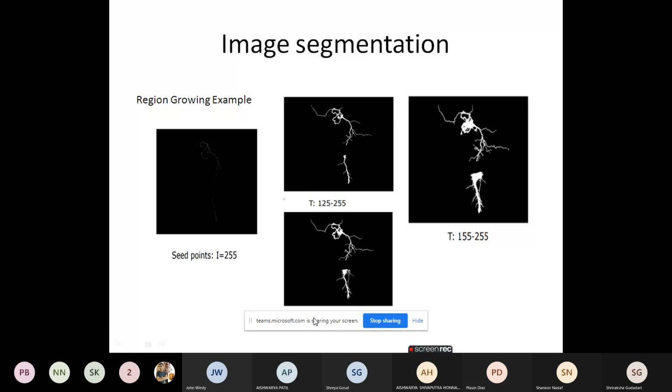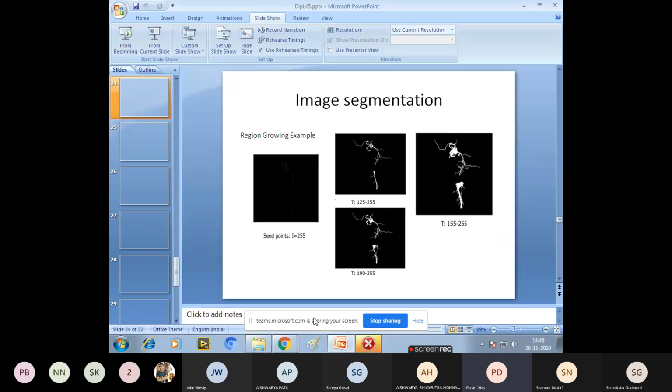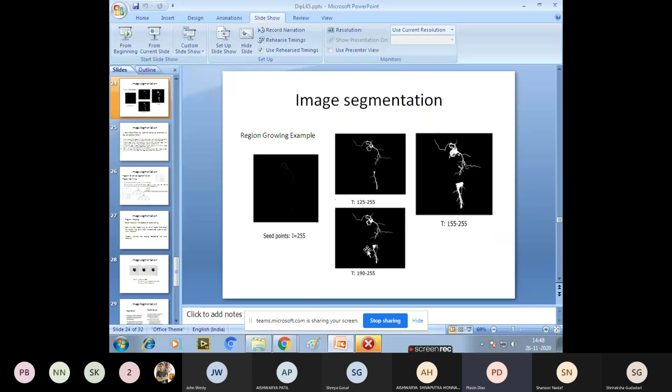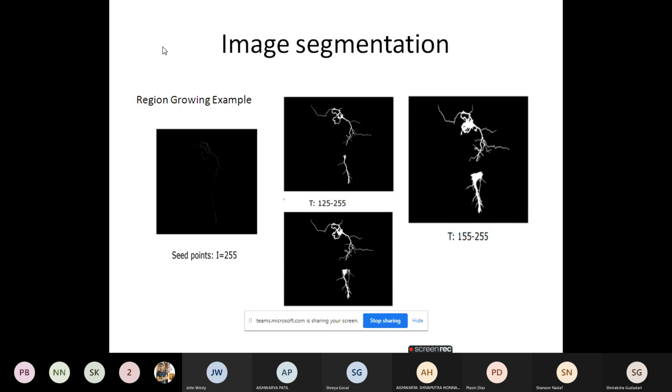Let me just put it back. Yes, just check here. See the difference, how we are able to see 155 minus 255, how it has enlarged, and the previous value was related to 190 minus 255. It shows how thresholding is helping us understand the region growing problems.